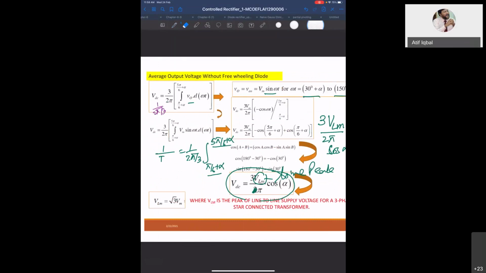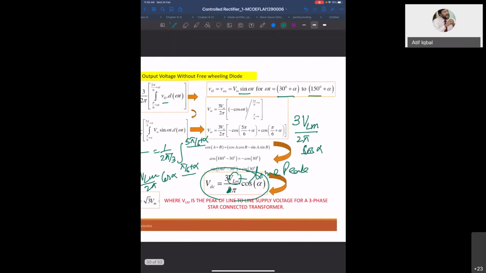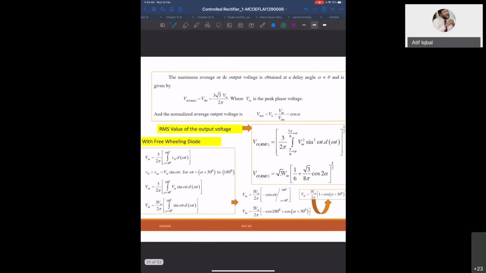so this is how you get it. Remember that this formula is 3 into line peak upon 2 pi into cos alpha. And then you can get the RMS value.